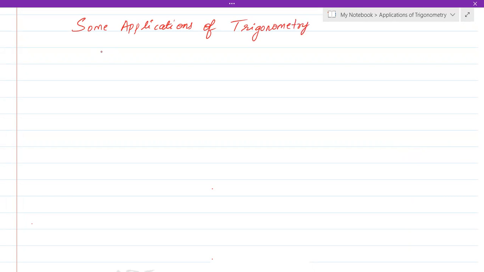As you know, in the very first video itself, we discussed that the main application of trigonometry is finding heights and distances. Let's say the height of a mountain or a big building, or the distance between two buildings. All this can be done with the help of trigonometry. In this video, we are going to learn how to find heights and distances with the help of trigonometry.